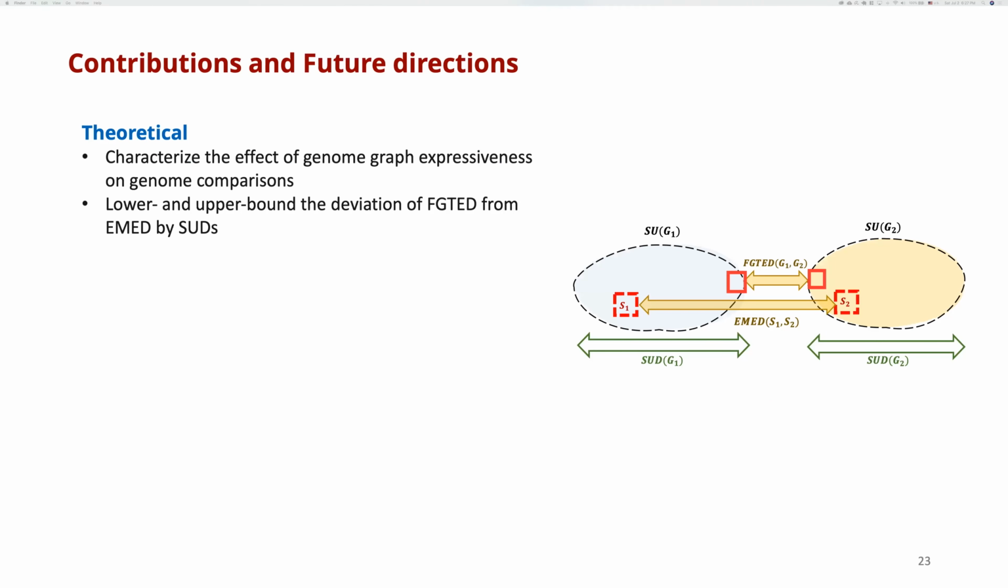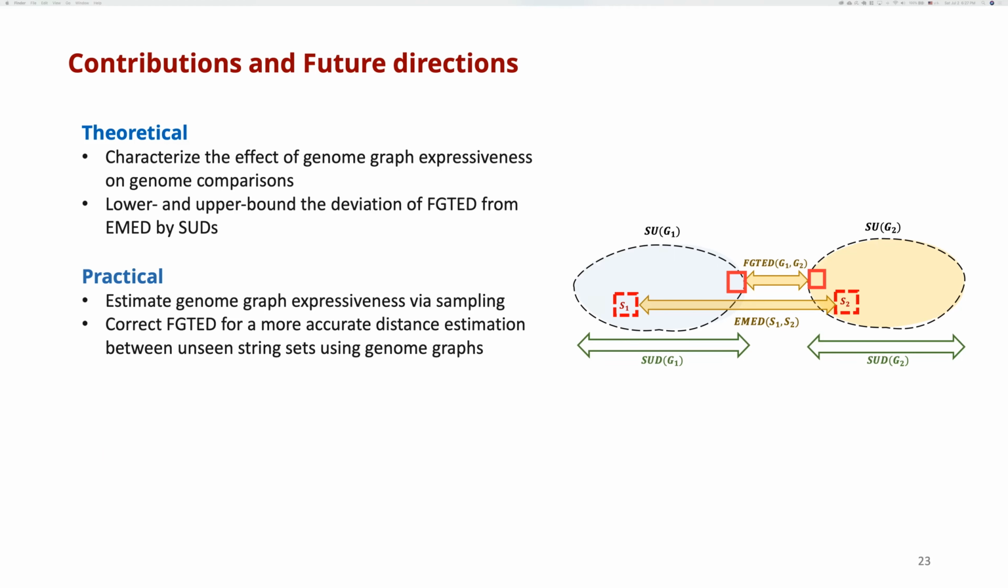In summary, theoretically, we characterize the effect of genome graph expressiveness on genome comparisons. We defined string set universe diameters and use that to lower and upper bound the deviation of FGTED from EMED. And then practically, we take a step further to estimate the genome graph expressiveness via sampling and use that sampled SUDs to correct genome graph distance so that we can get a more accurate distance estimation between unobserved complete genomic strings using genome graphs.